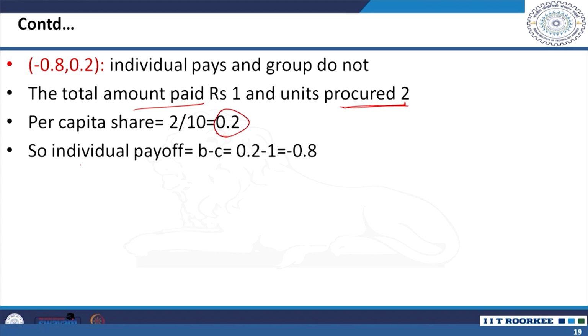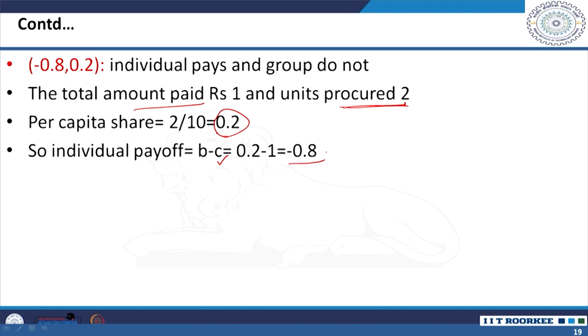So, the individual payoff here, as you understand, is defined by taking into account benefits minus costs. So, here the per capita share of benefit out of this collective good is 0.2. What is the cost the individual is bearing? He is paying 1 rupee. So, what is the individual payoff here? 0.2 minus 1 is minus 0.8.